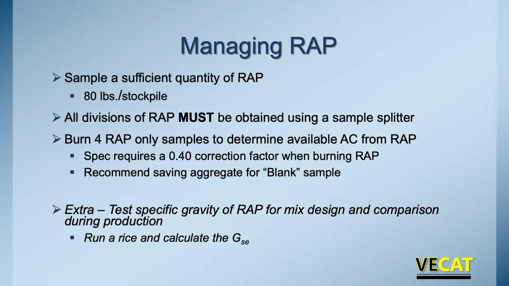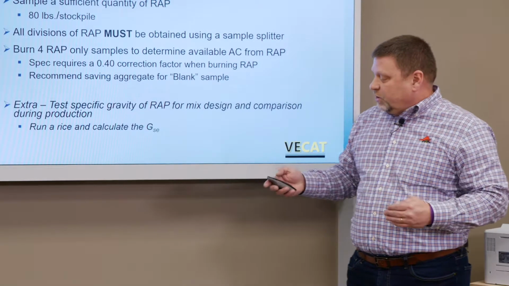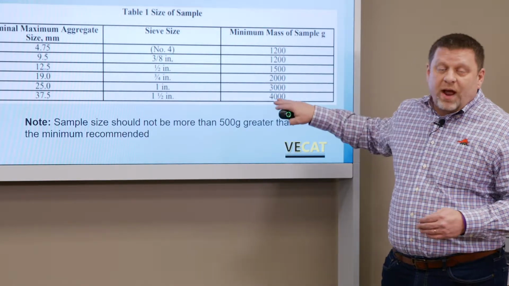Our batch weights, both for our liquid and how much virgin liquid we're going to put into our furnace correction factor sample, require that we need to know how much liquid is in our wrap. To do that, we burn 4 wrap-only samples to determine the AC from the wrap. When we obtain these wrap samples, we should obtain them by splitting, and we should follow the same test minimum weights that I showed previously. Back up here, these same weights should apply for our wrap-only burns.